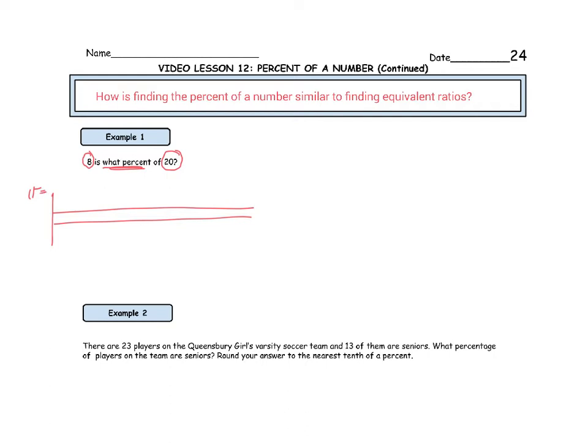I'm comparing a number to its percent. I know that 0% of any number is 0. In this case, because 20 is the whole, 100% of this number is 20. I need to figure out what percent 8 is. Now, there's a number of ways that we can divide 20 to break it down in order to build it back up.